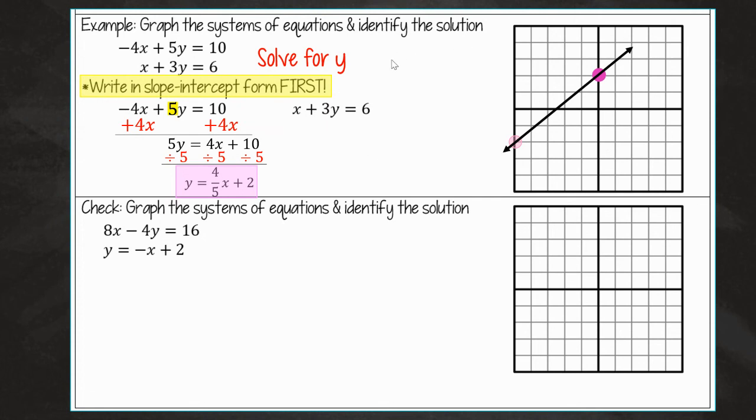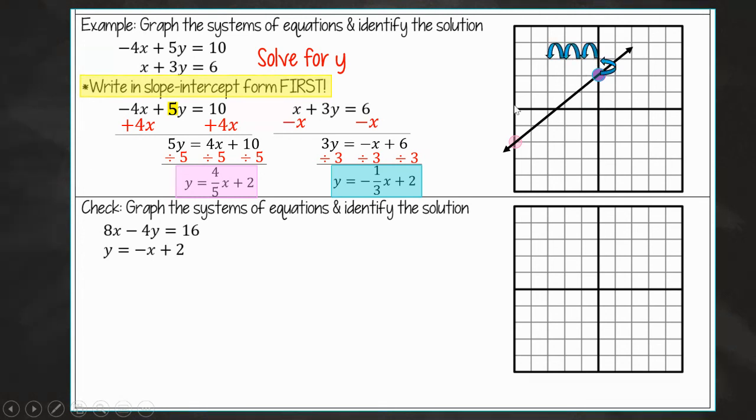And now I'm going to move on to my second equation, which is x plus 3y equals 6. I'm going to subtract x from both sides, and I get 3y equals negative x plus 6. Then I'm going to divide all of the terms by 3. And once I divide all terms by 3, I get y equals negative 1/3 x plus 2. So I'm going to start at that y-intercept of positive 2. You'll notice that's where they're intersecting, but we're still going to graph our line. So we're going to go up 1. And here, because we have a negative slope, we're going to go to the left 3. Then I draw my line.